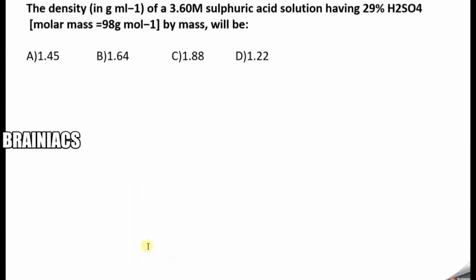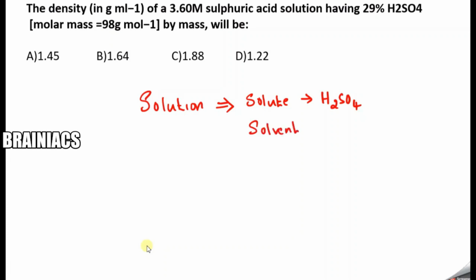We have a good question in front of you. The question here is: the density of a 3.60 molar sulfuric acid solution having 29% H2SO4 by mass will be. So that means here you have a solution in front of you. This solution is made up of a solute, that is sulfuric acid H2SO4, and a solvent, and the solvent is water.